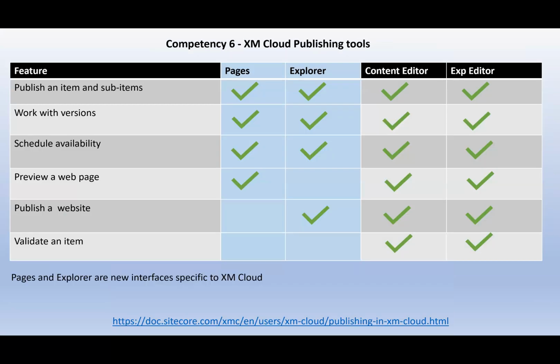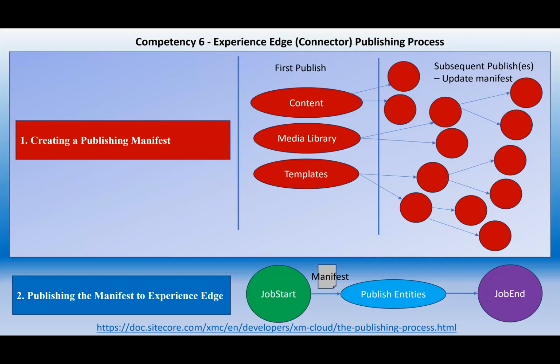So there are different publishing tools: Pages, Explorer, Content Editor, Experience Editor. The Explorer is a new tool where you can search items, and then you can do the things mentioned, the features that are listed there. Again, on publishing, we talked about this. A manifest gets created, which collates all the items that need to be published, and then it is sent in one shot. So this is like a job start. All entities that are part of the manifest are published, and the job ends. This is what happens between the Experience Edge connector and Experience Edge.